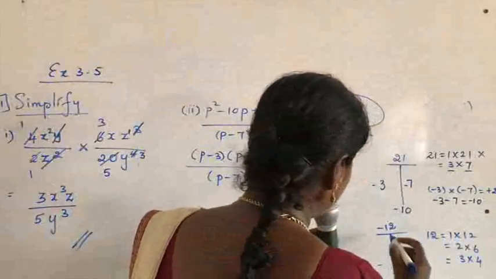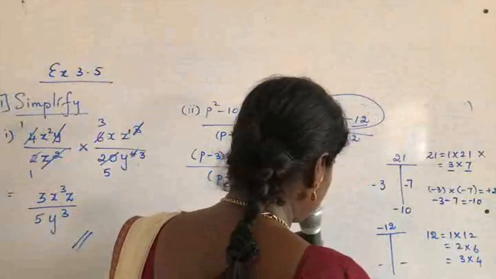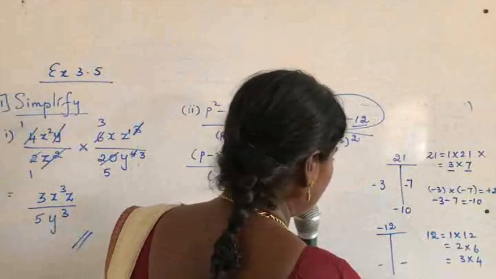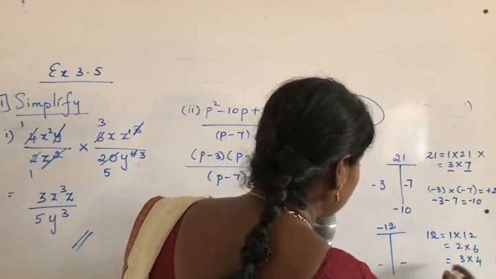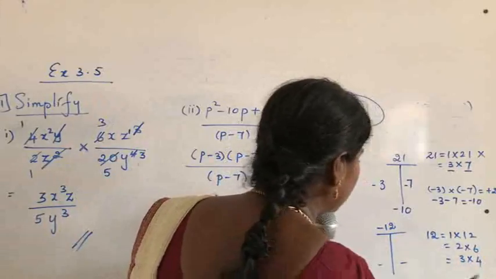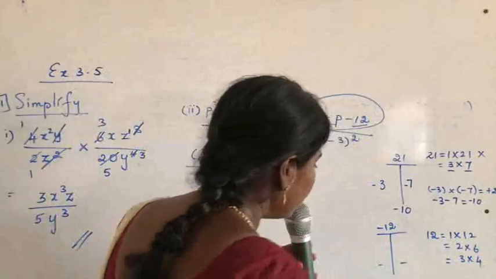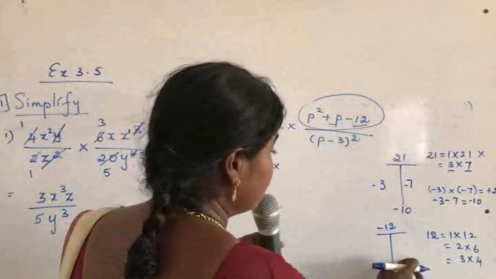So 1 into 12 gives you 12, but you don't get the sum as 1. 2 into 6 gives you 12, but you don't get the sum as 1. So now when I take 3 and 4, with small changes in the sign, we can get the answer as 1. So now let's see how to insert the sign.